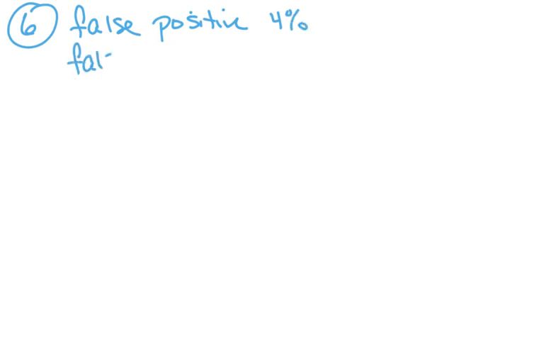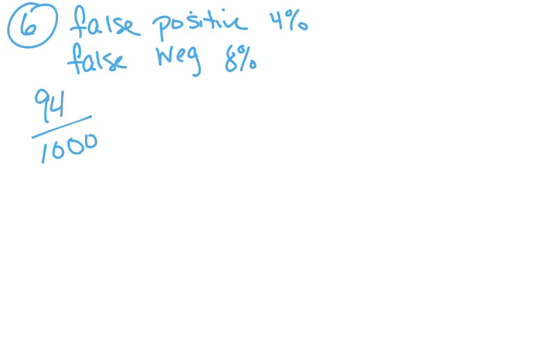Alright, let's just look at number 6. So we've got a false positive of 4% and a false negative of 8%. And then I'm given that 94 out of 1,000 Americans have diabetes. Okay? And then we want to figure out probabilities for everything else.